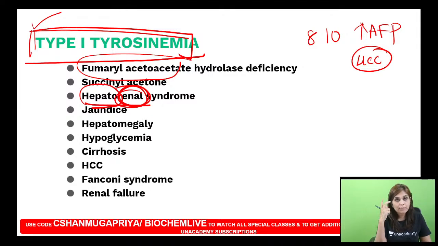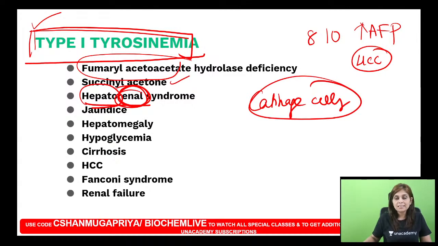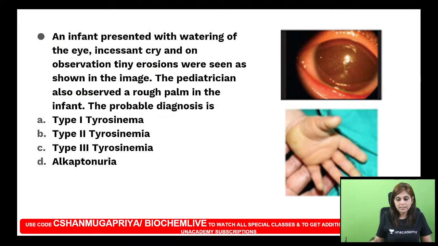Type 1 tyrosinemia is characterized by cabbage odor of the urine. Succinyl acetone accumulates and is toxic to liver and renal parenchymal cells, so it presents as hepatorenal syndrome: jaundice, hepatomegaly, hypoglycemia, liver cirrhosis, hepatocellular carcinoma, Fanconi syndrome, and renal failure. But irrespective of all these findings, if the history says succinyl acetone is elevated, your answer should be type 1 tyrosinemia, with cabbage odor of the urine. So what is the answer here? The answer here is oculocutaneous syndrome. So it is type 2 tyrosinemia.